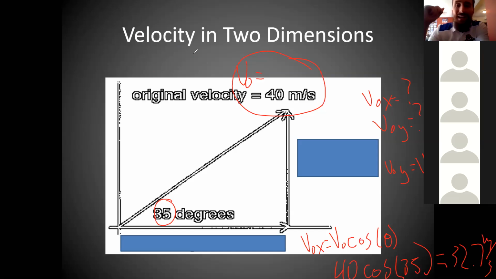All right. So what that means is as this thing is traveling like this, if I was just looking at how it traveled in the X direction, it would be like it's traveling at 32 meters per second in the X direction only. Okay? So now calculate your velocity initial in the Y direction. Get my VOY for me, please. Type in the chat when you get it.